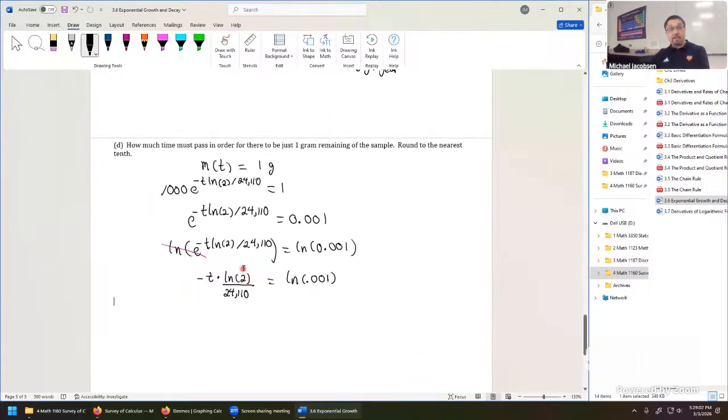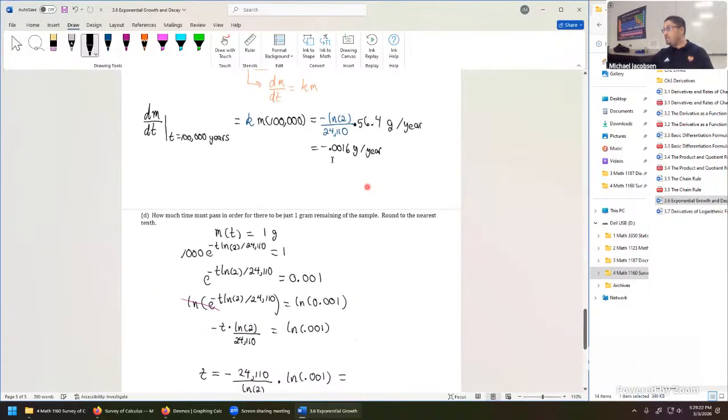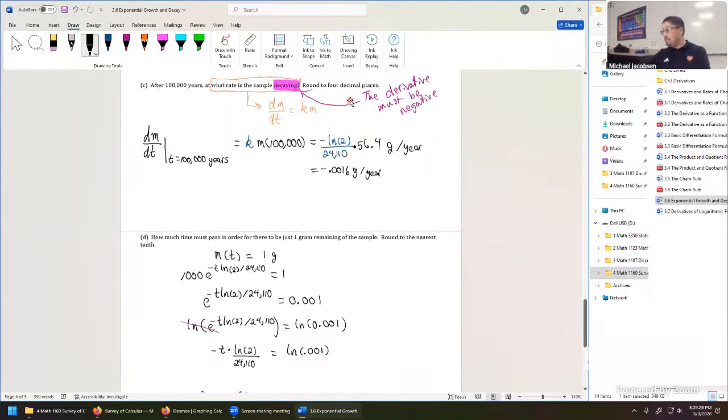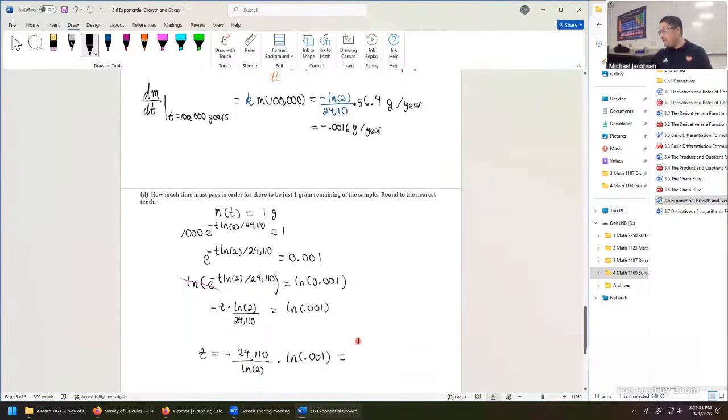We're on our way. All we're going to do is multiply by the reciprocal, also multiplying both sides by the negative sign. So t is now negative 24,110 over natural log 2, multiplying natural log 0.001. Recall we scrolled for just a moment and peeked: 100,000 years to get to 56.4 grams. So we're expecting quite a lot of time going by on this. If we got an answer of, say, 150,000 years, that probably wouldn't seem about right.